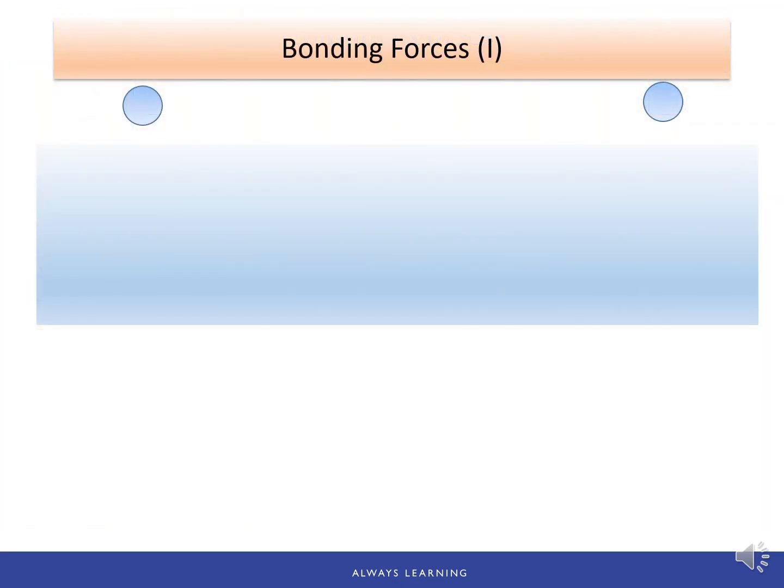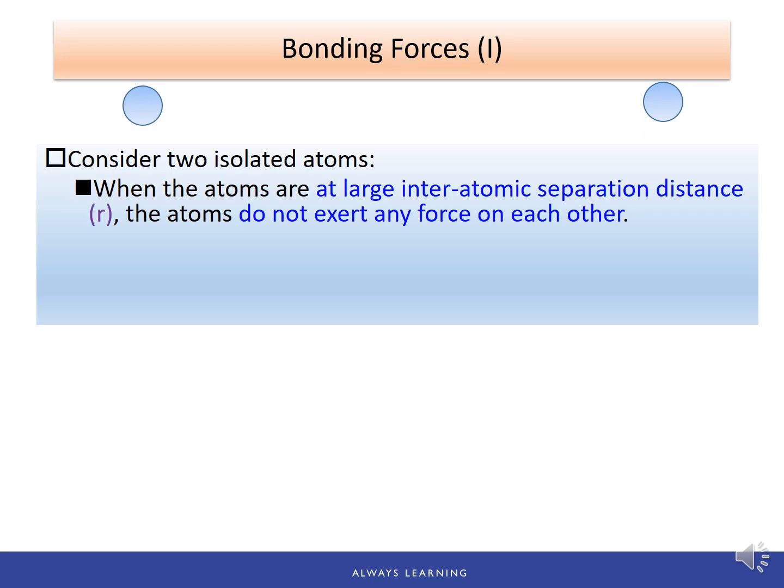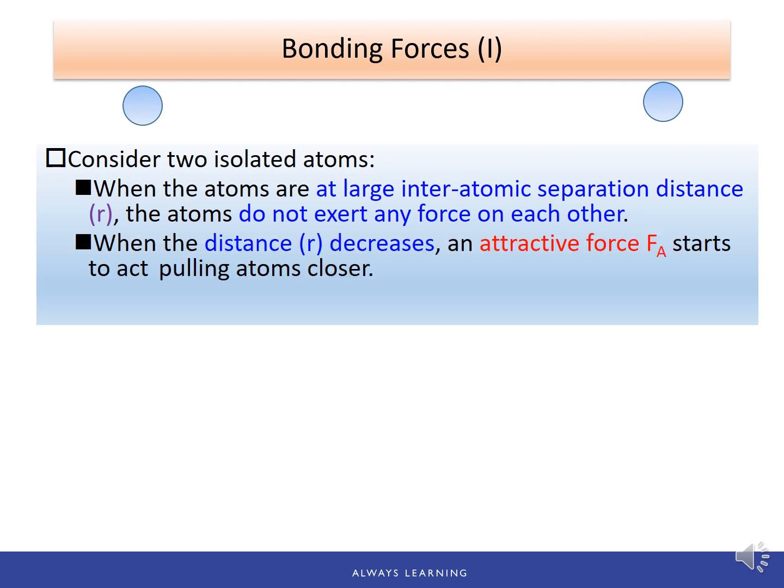Let's recap on what we just learned about the bonding forces between two isolated atoms. When the atoms are at large interatomic separation distance, we use letter R for that. The atoms do not exert any forces on each other because they're too far away. But when the distance R decreases, an attractive force Fa starts to act and is getting bigger and bigger to pull the two atoms closer.